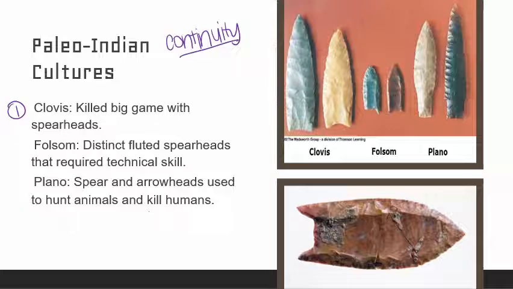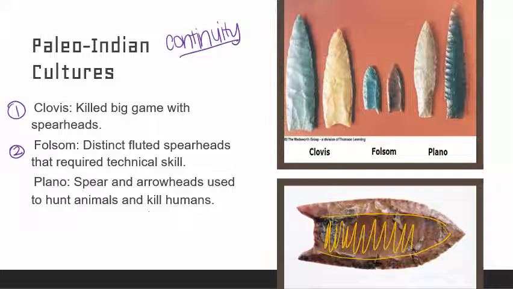So then we move on to the Folsom, and the Folsom are going to be heavily influenced by the Clovis. Just like the Clovis, they're going to use those spearheads, but their spearheads are going to be a little bit different. They're going to be a little bit smaller, but the big thing that you might notice about them is right here. You see on the inside of the Folsom points, it's grooved, right? There's a little indentation, and that takes additional skill.